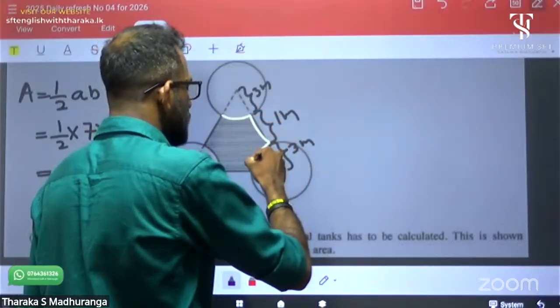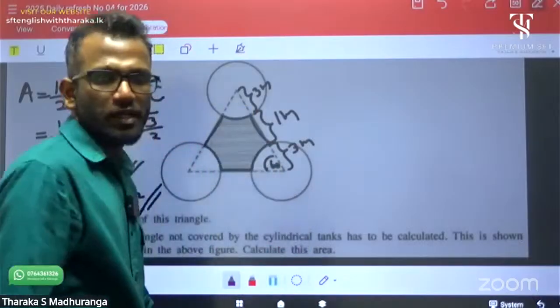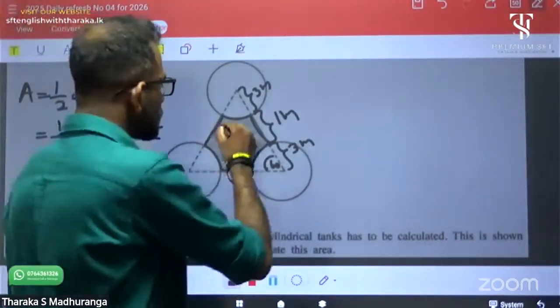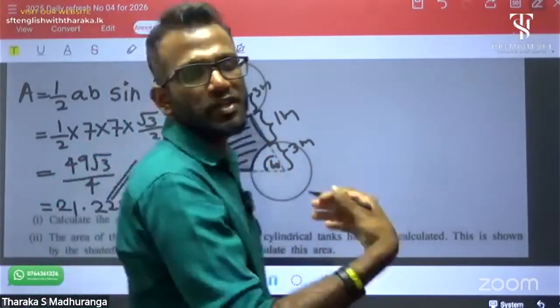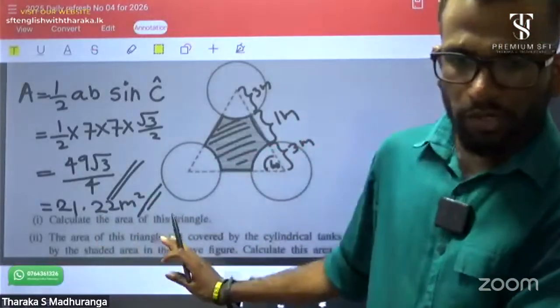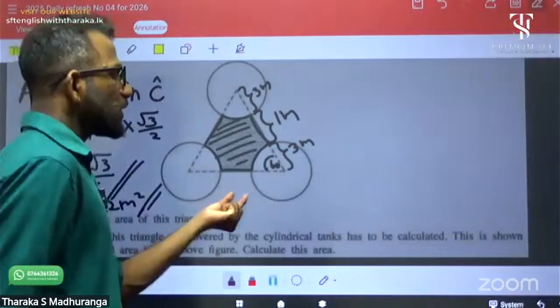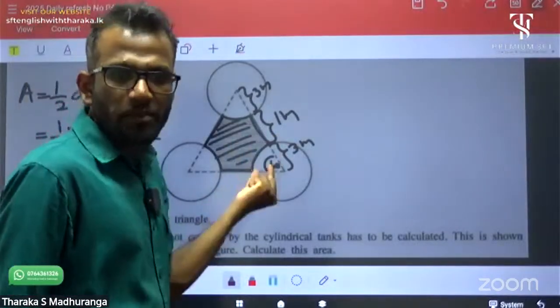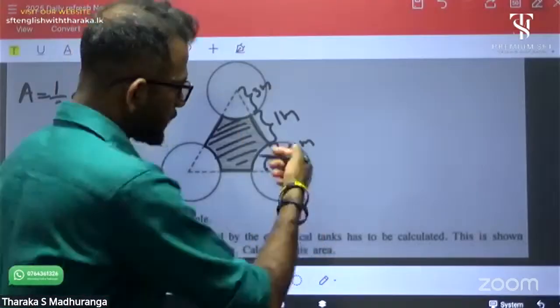The shaded area. Okay, how to calculate this shaded area? First, I can calculate the unshaded area, because I already know the total area. How to calculate the unshaded area? Same type, 3 sector parts are unshaded, with angle 60.